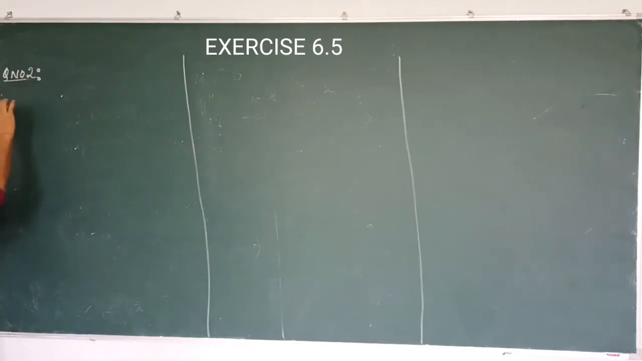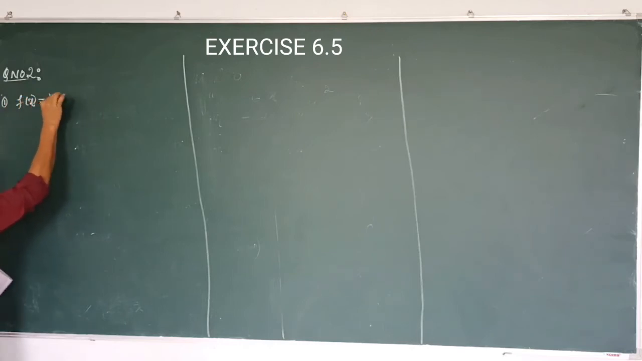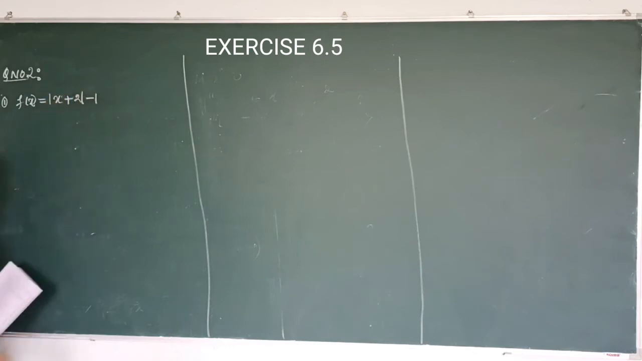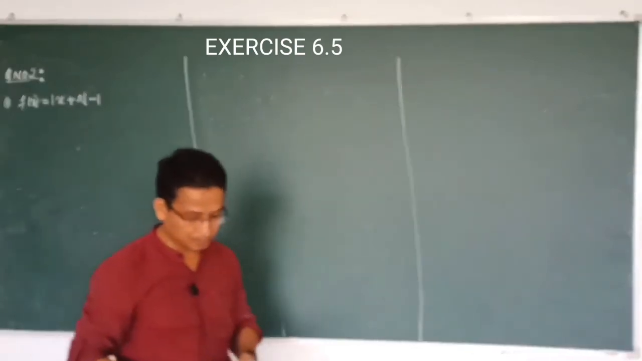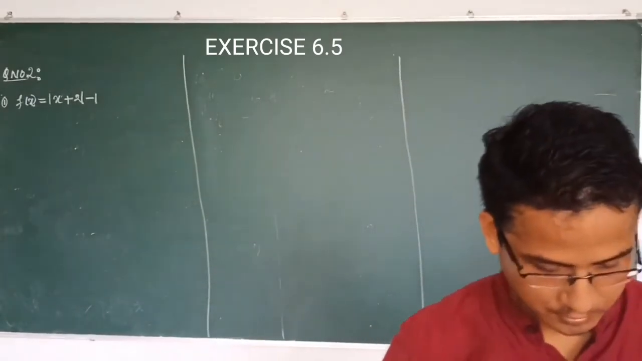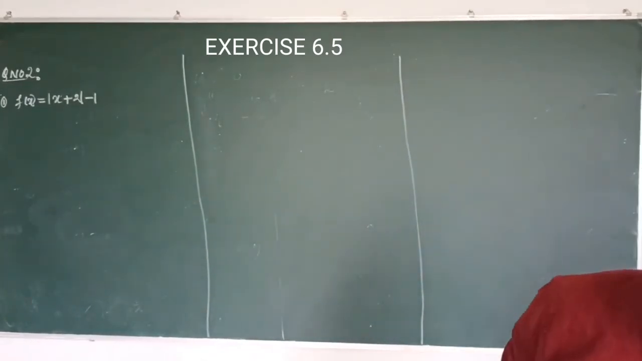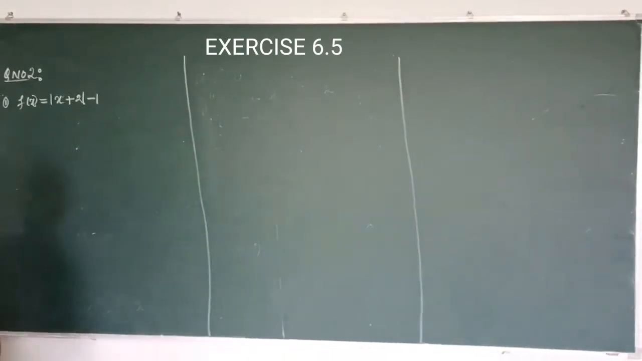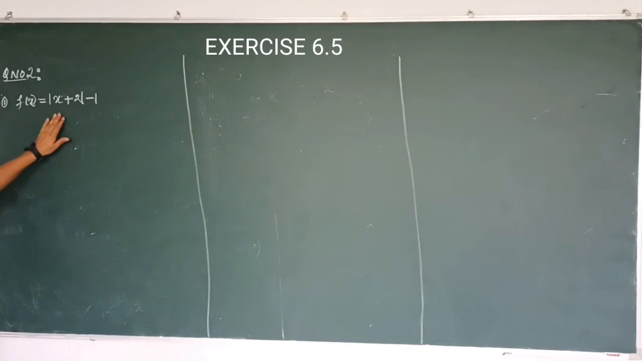Question number 2, Roman number 1. f of x equal to modulus of x plus 2, minus 1. Okay, modulus of x plus 2, minus 1. So this is a modulus function.